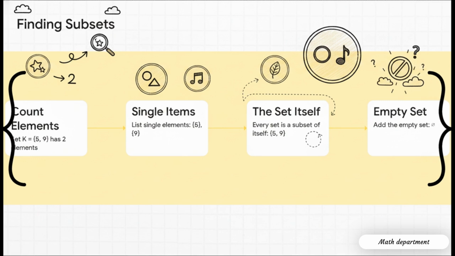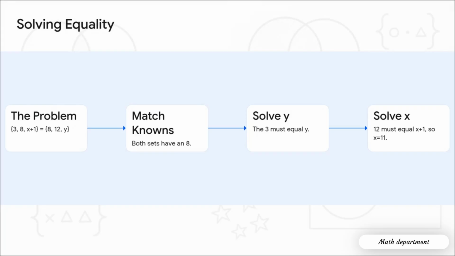First, we list the single items, the set of just 5 and the set of just 9. Next, remember that every set is a subset of itself, so we list the set containing both 5 and 9. Finally, we add our magic rule, the empty set. And look at that. We have 1, 2, 3, 4 subsets. Perfect.